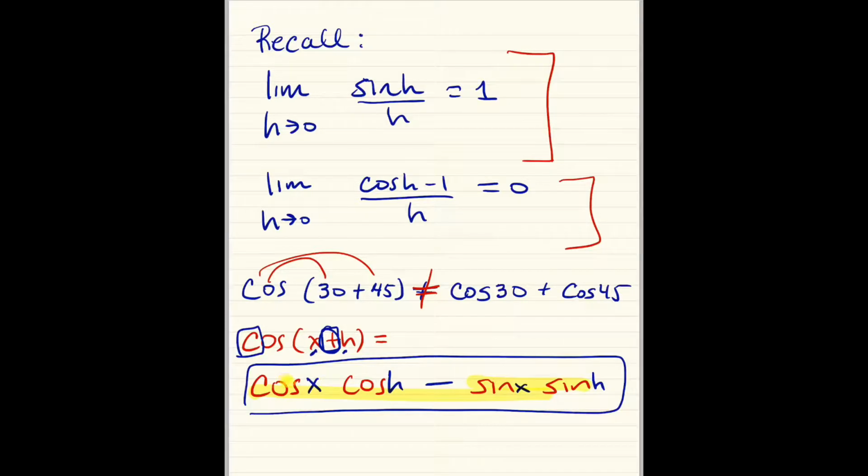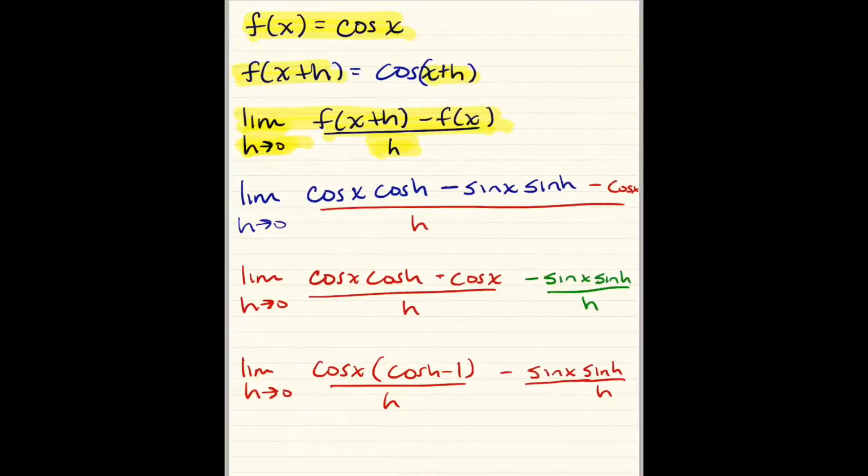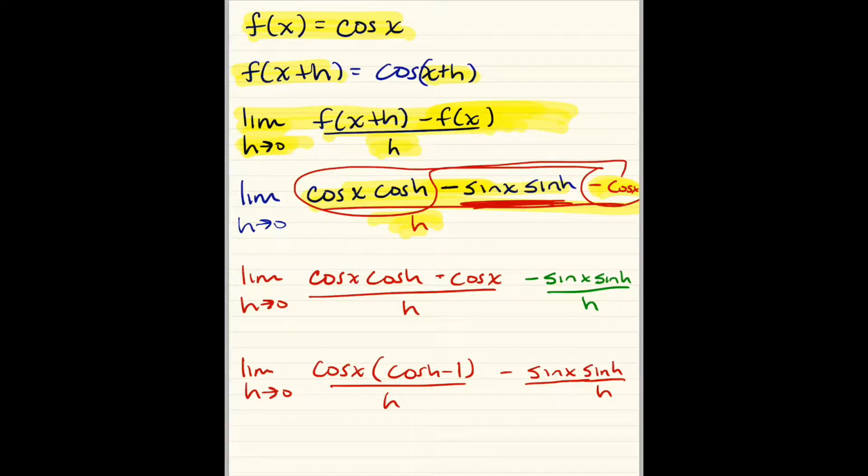Cosine, cosine, sine, sine with the minus sign. Ready? Cosine, cosine, sine, sine with the minus. Now, that's f of x plus h. In the red, I have minus f of x, so that's this guy, all over h. I'm going to rearrange these terms just like I did in my sine proof, and put him and these guys together. So that's cosine x cosine h minus cosine x, all over h. Then I'm going to have this person by themselves over h.